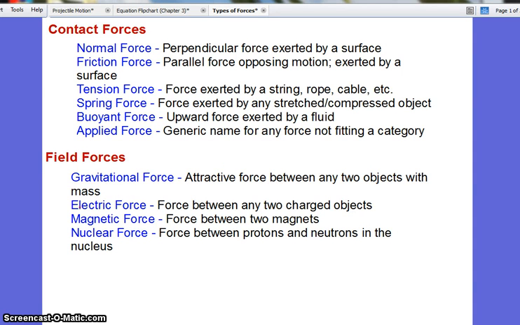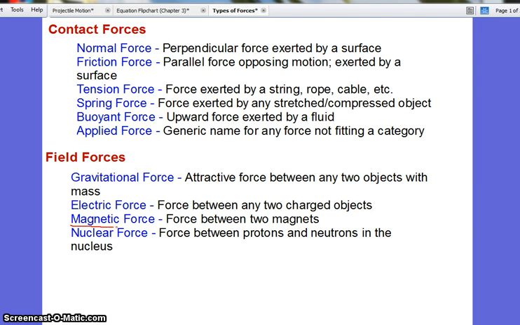The other field forces are the electric force. This is a force between any two charged objects, like electrons and protons. If they have the same charge, like two protons, they push each other away. They repel, we say. If they are opposite charges, like an electron and a proton, they attract, meaning that they come together. We also have the magnetic force.